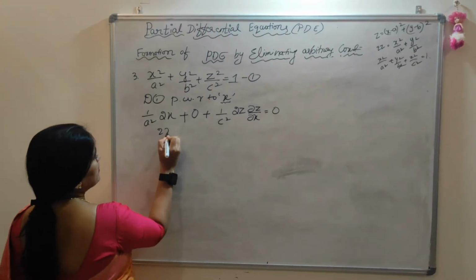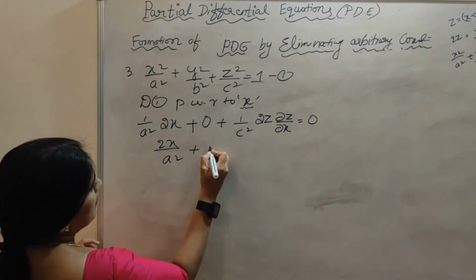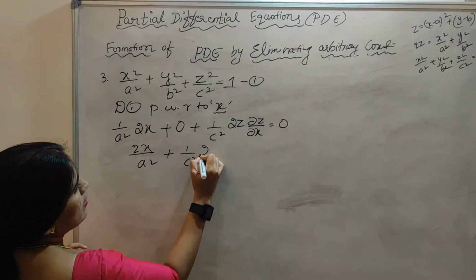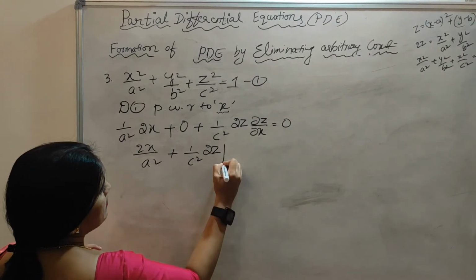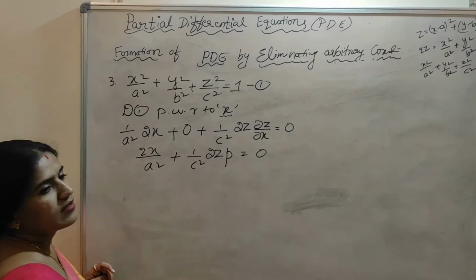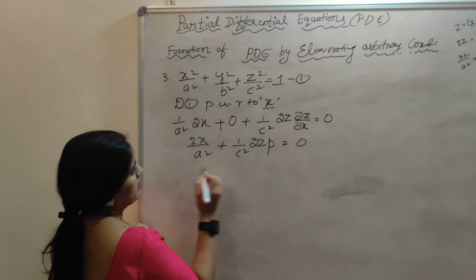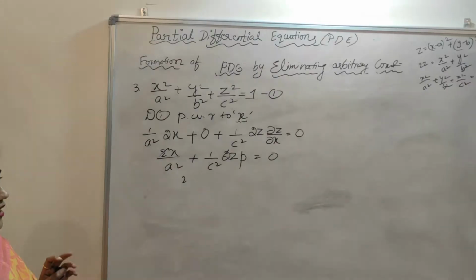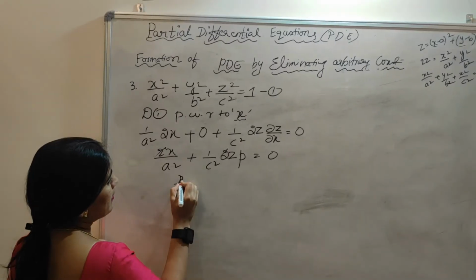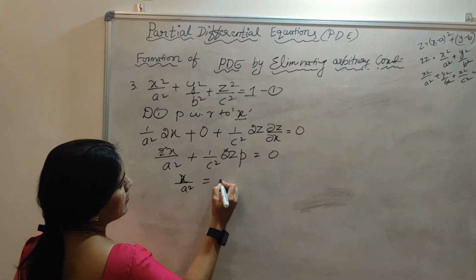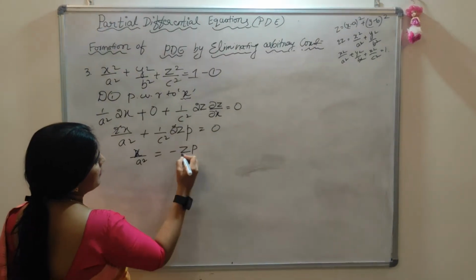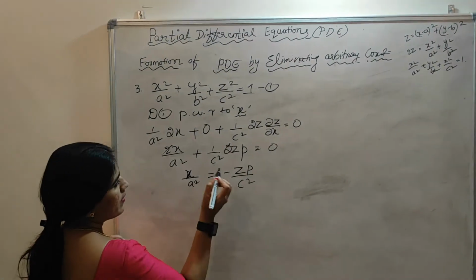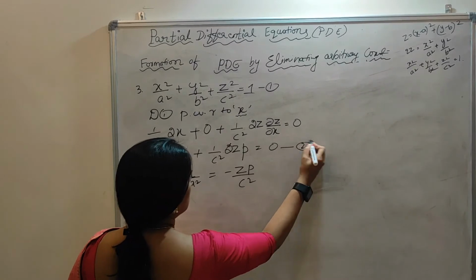See, 2x by a square plus 1 by c square 2z, dou z by dou x means p, is equal to 0. Okay. Next, taking common factor 2, I can eliminate it: x by a square is equal to minus zp by c square. Okay.